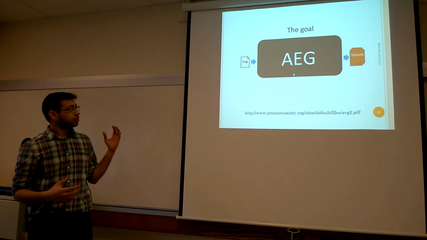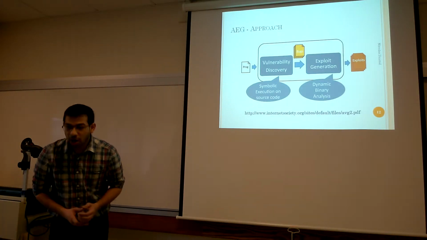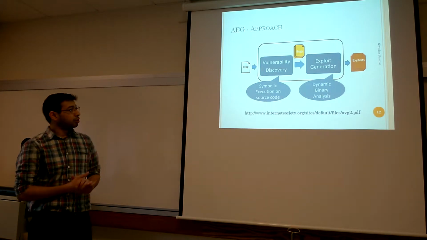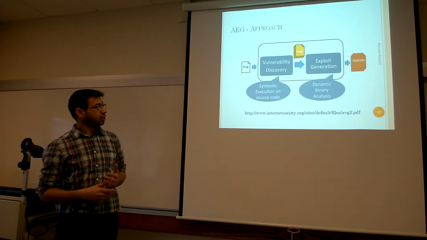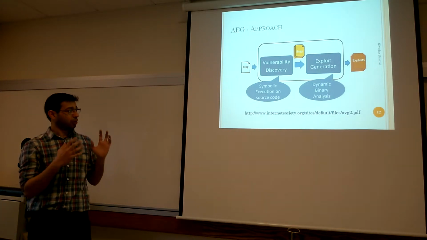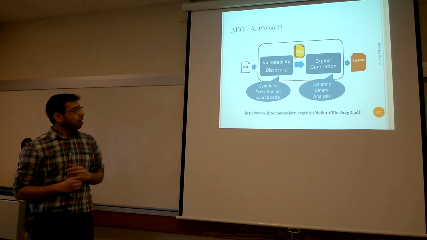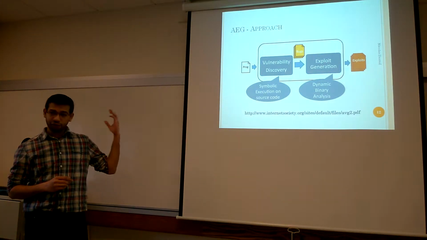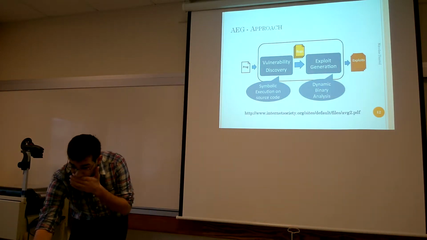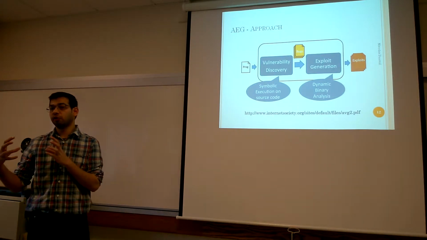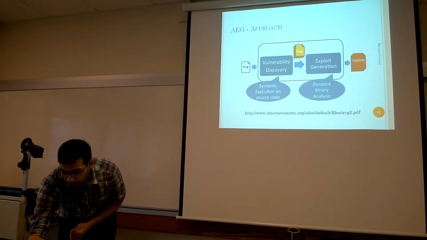So the goal of AEG is to take a program and generate exploits. How they do it is they break it down into two sections: vulnerability discovery, and the second section is exploit generation. Like whatever vulnerability you have detected, now you can exploit it. First, we'll take a normal approach with symbolic execution of the source code to detect where our buffer overflows are, those variables which might be affected by buffer overflows.